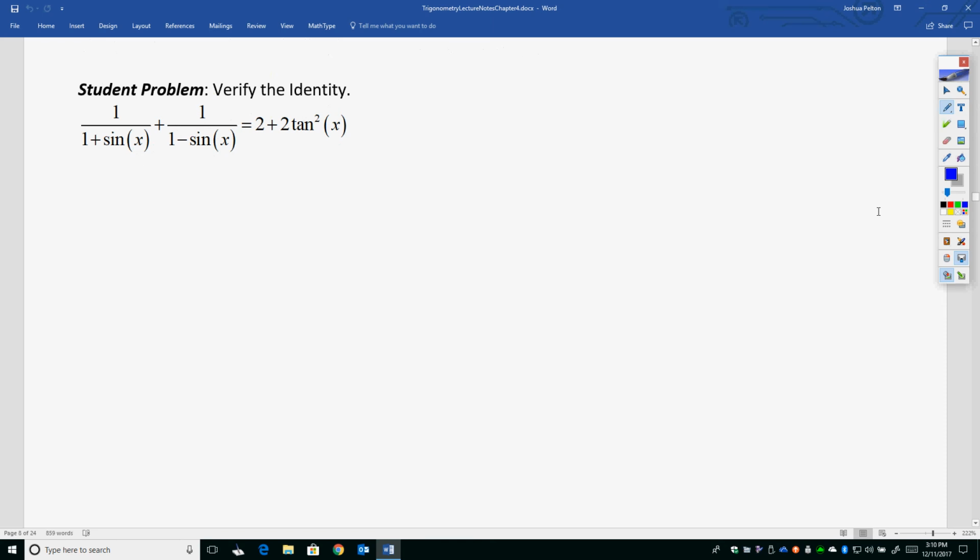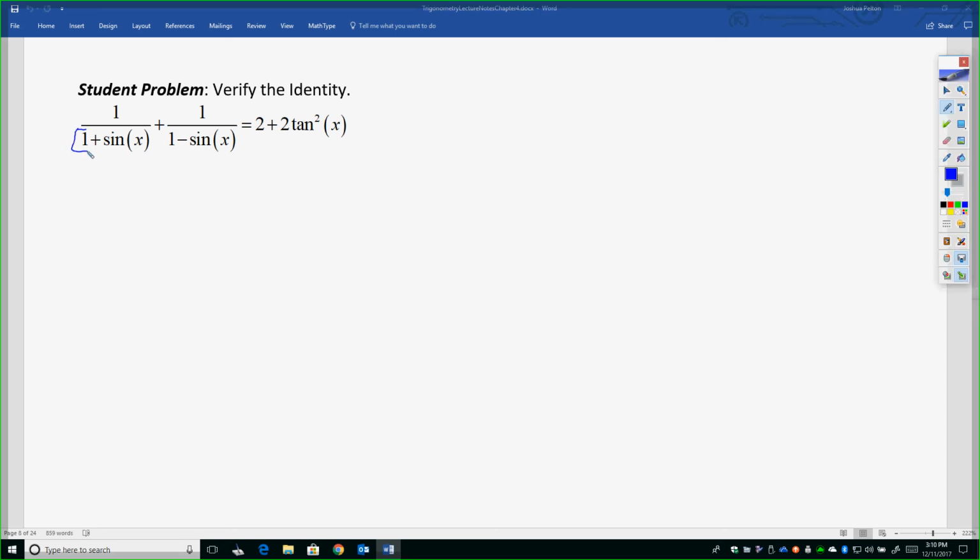Okay, student problem again. We need to combine these fractions. At this point, they do not have common denominators. One has a 1 plus sine, and one has a 1 minus sine. So the left one needs to be multiplied by 1 minus sine over 1 minus sine, which is 1. And the right one needs to be multiplied by 1 plus sine, so 1 plus sine over 1 plus sine.